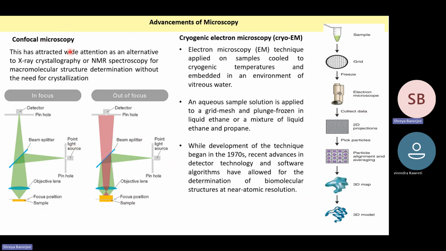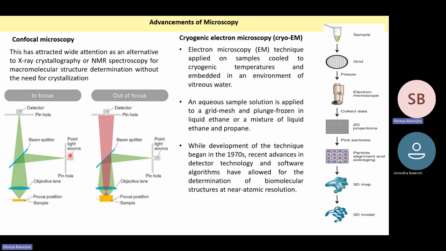There are some other kinds of microscopy like confocal microscopy, which has attracted wide attention as an alternative to X-ray crystallography or NMR spectroscopy for determination of structure of macromolecules without the need for crystallization. In confocal microscopy, what happens is that you have a sample here and you have an objective lens. So light passing through the objective lens will reach the detector, but a part of the light before reaching the detector will be split by a beam. So imagine we start from here.